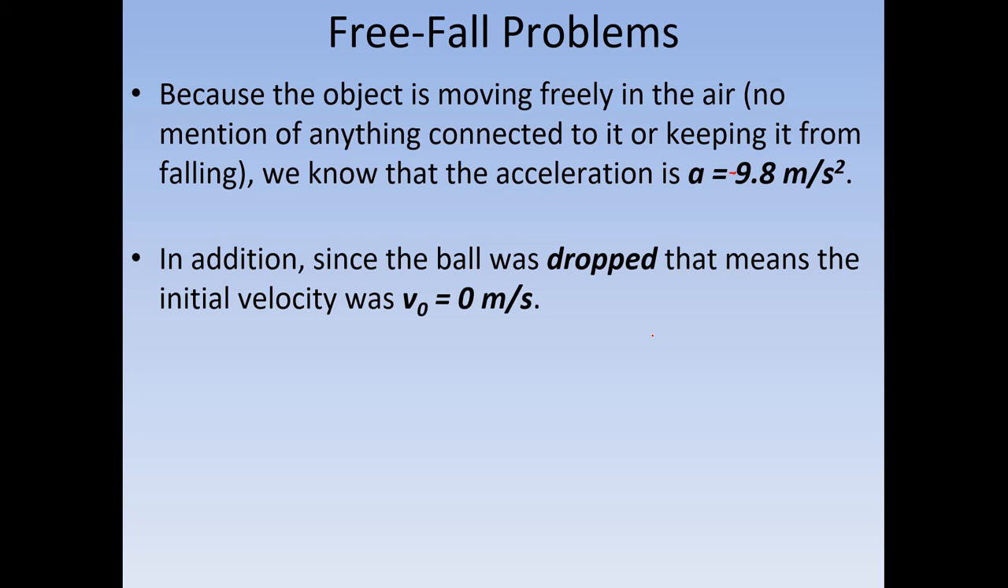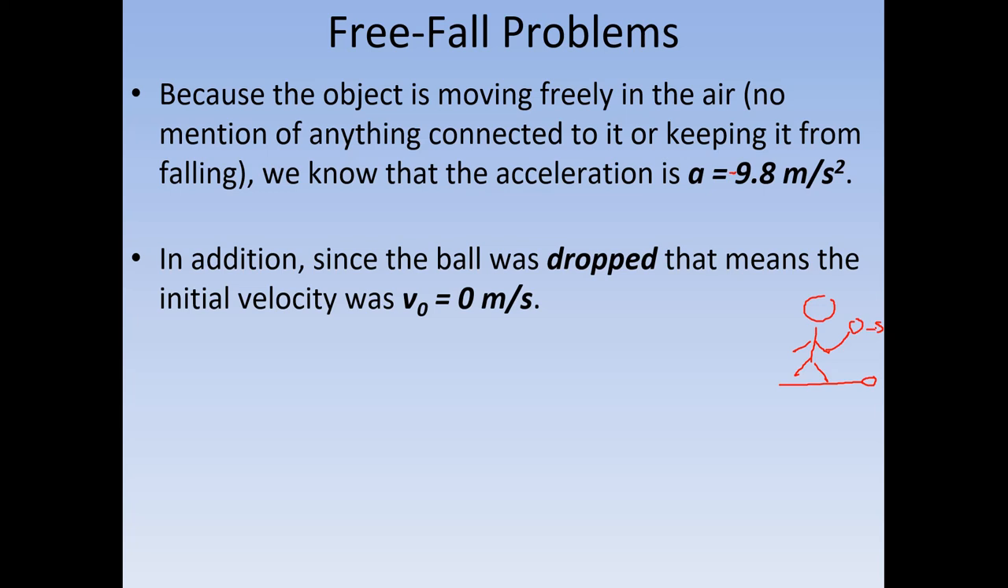Or the way I tend to set it up, I try to put the very lowest part of the motion as zero. So if you have an object being dropped from some height, like right here, and that's 5 meters in the air, what I would say is the ground is zero and the initial dropping location is five.